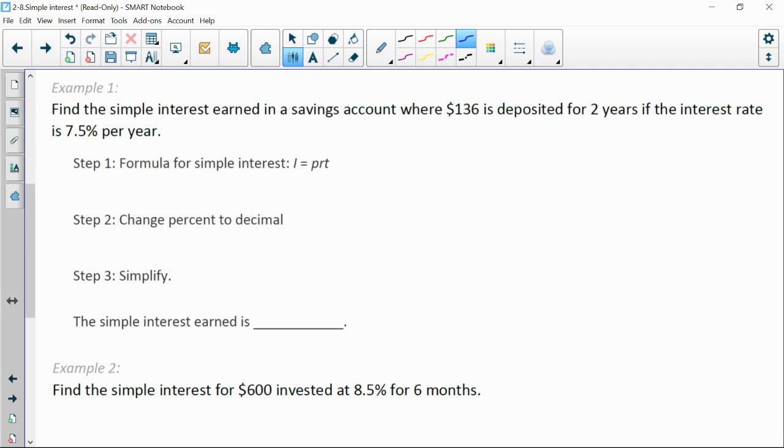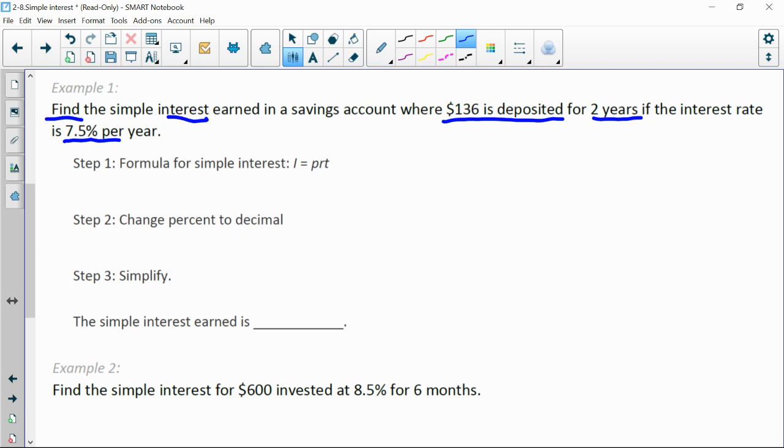Find the simple interest earned in a savings account where $136 is deposited. So 136 deposited means you put the money into the savings account, and you left it in there for 2 years. You didn't take any money out of it. It just sat there, and you didn't put any more money in. If the interest rate is 7.5% per year, what is the interest?